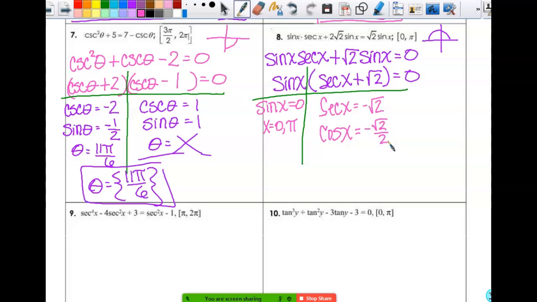Good. All right. So if it's a square root of 2 over 2 for cosine, that's a pi 4th angle. But this is negative. Cosine is negative in which one of these quadrants? Either one of them? 2. So it's only in the second quadrant that cosine's negative. So what's my second quadrant pi 4th angle? 3 pi 4ths. Good. So then I put them all together and I put them in order. X equals 0, 3 pi 4ths, and pi.